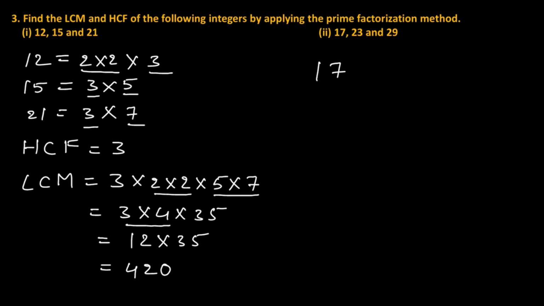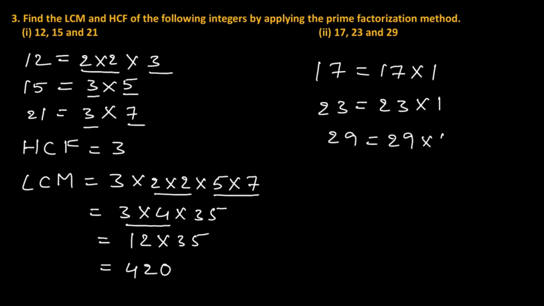Now, for 17: 17 is a prime number. 17 into 1, 23. 23 is also a prime number. 23 into 1, 29. It is also a prime number. Why do we call all these prime numbers? Because each has only two factors, 1 and itself. So we call these numbers prime numbers.